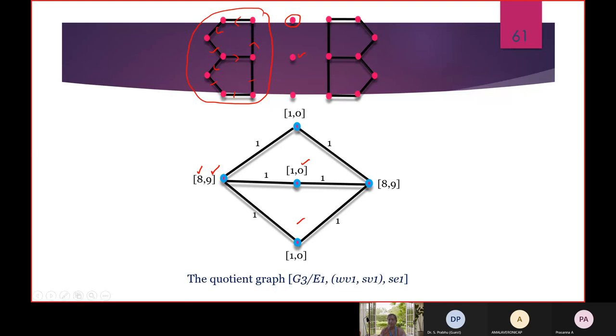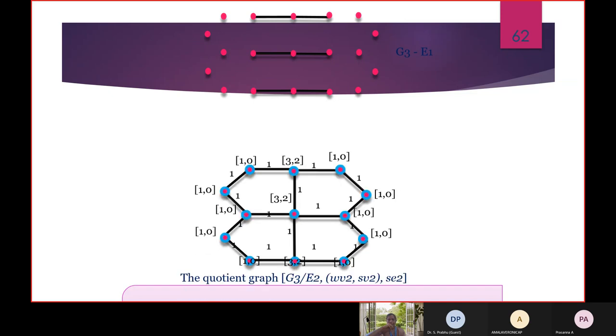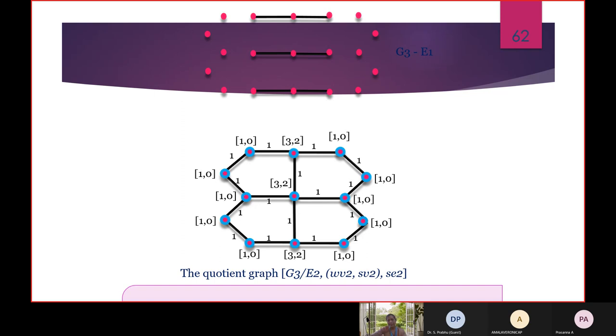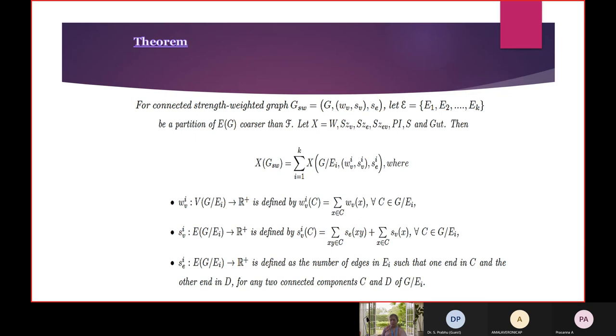And this is the same as this structure, therefore we have. Then we say that this is like a quotient graph. After the removal of E1, this is the vertex weight. This is the weight. And here only one vertex is there. Therefore, this is like SE1, strength edge. This is another edge cut. This is an illustration for another edge cut. See, this is the complicated one. Likewise, we can have another strength weighted graph. For the strength weighted graph, this is the definition to calculate the VNR index.